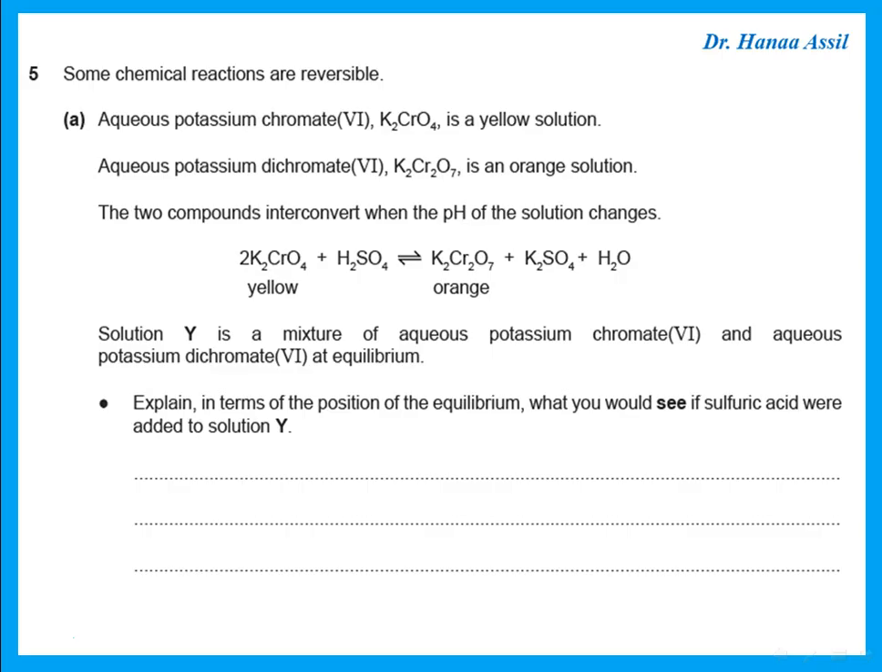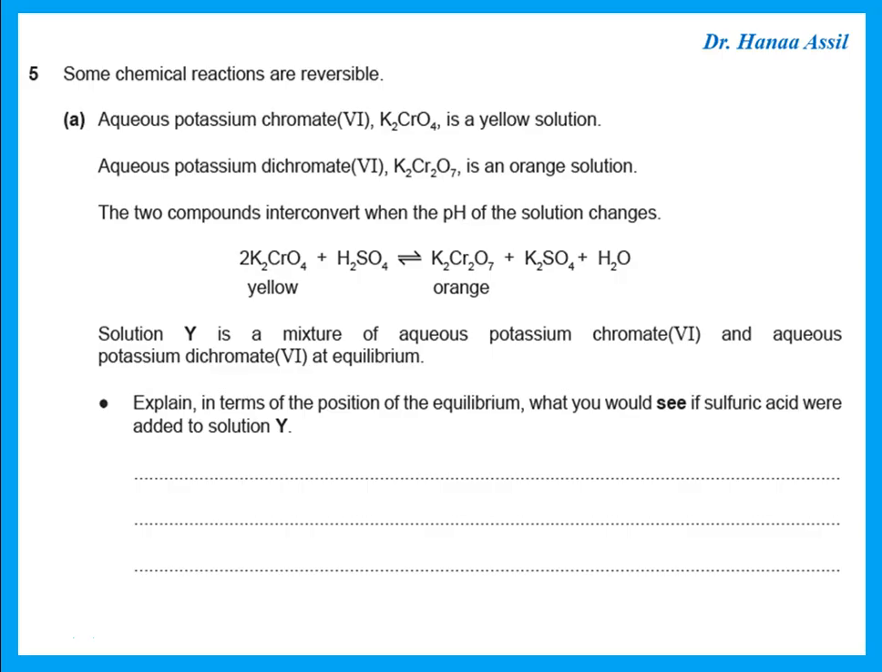Now explain in terms of the position of equilibrium what you would see if sulfuric acid was added to the solution. Where is sulfuric acid? So this is on the left side of the arrow, and we're saying if we're adding sulfuric acid, remember that this equation originally is at equilibrium.